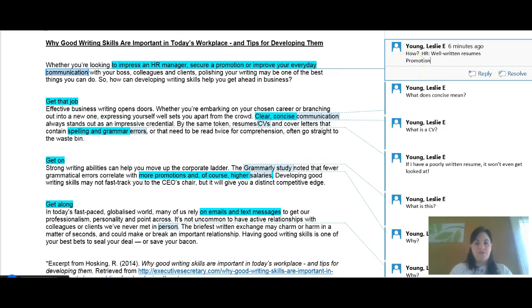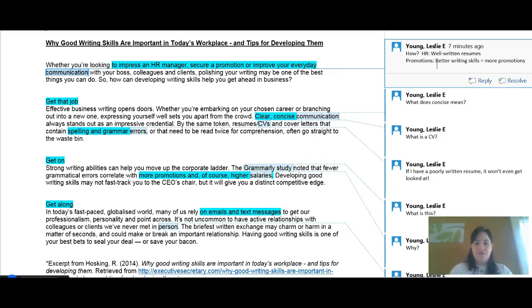So promotions, better writing skills equals more promotions, according to this document. And improve your everyday communication. In the third paragraph, it talked about a lot of written communication in the workplace.